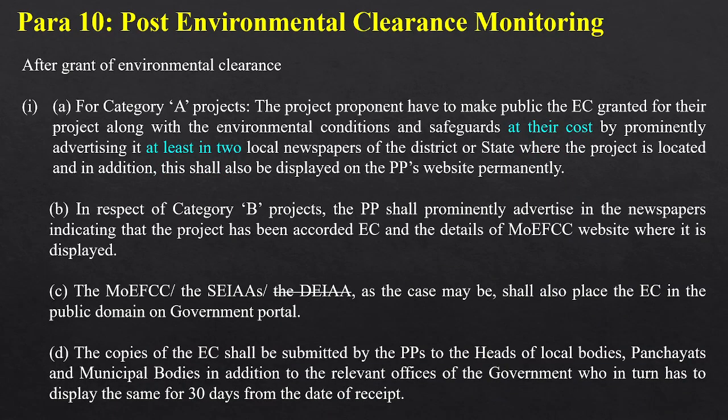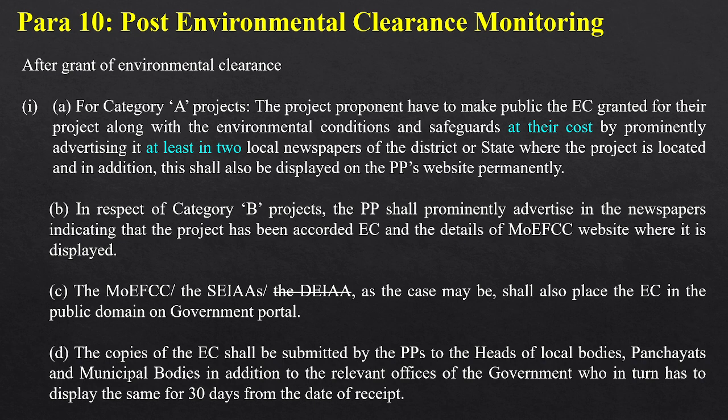After grant of environmental clearance for a category A project, the project proponent has to make public the EC granted for their project along with the environmental conditions and safeguards, at their own cost, by prominently advertising it in at least two local newspapers of the district or state where the project is located. In addition, this shall be displayed on the PP's website permanently.